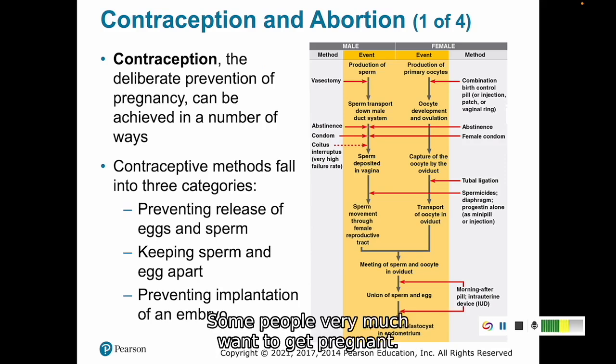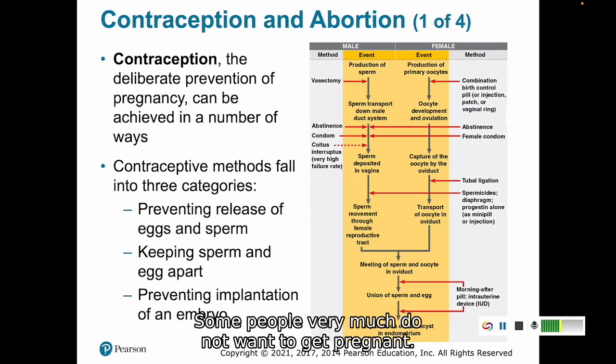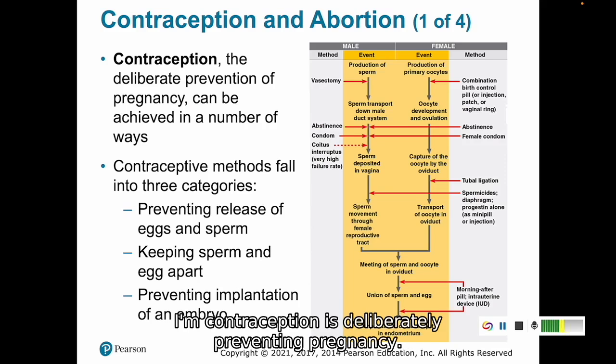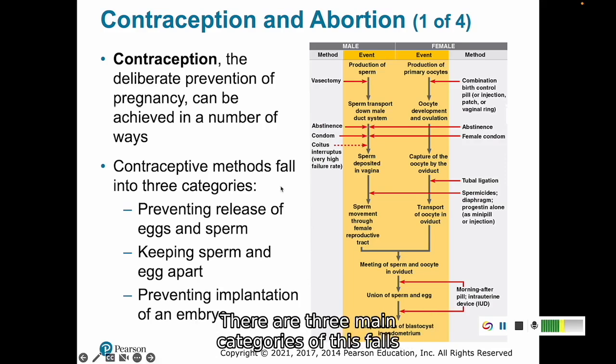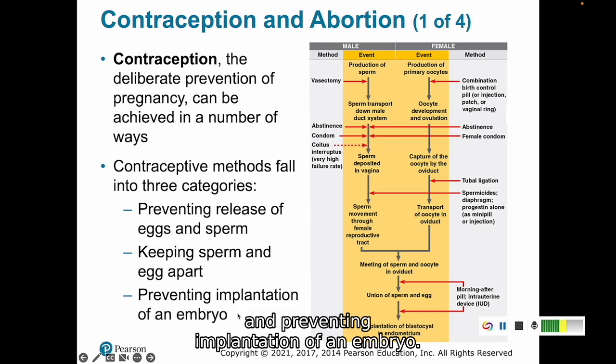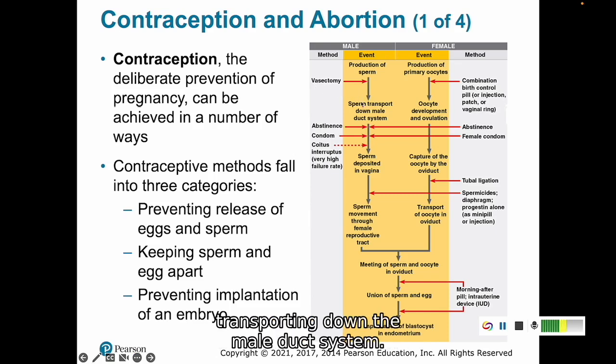Okay, some people very much want to get pregnant. Some people very much do not want to get pregnant. So we're just going to go through these topics a little bit. Contraception is deliberately preventing pregnancy. And there are three main categories that this falls into: preventing release of eggs and sperm, keeping sperm and eggs apart, and preventing implantation of an embryo. So some different ways to do that. A male can go through a vasectomy. A vasectomy will prevent sperm from transporting down the male duct system.